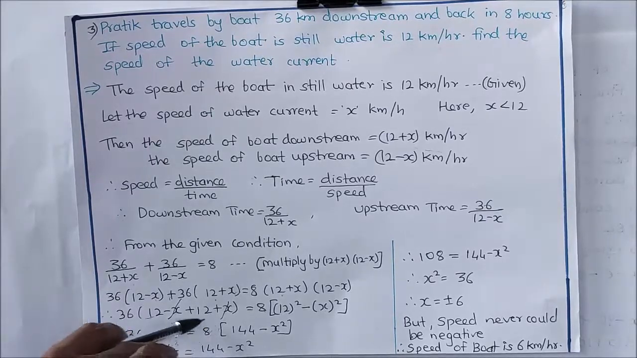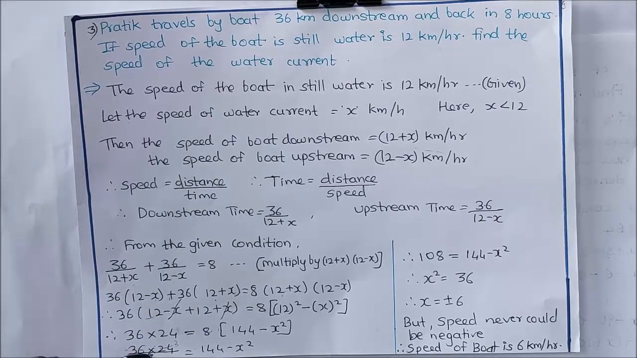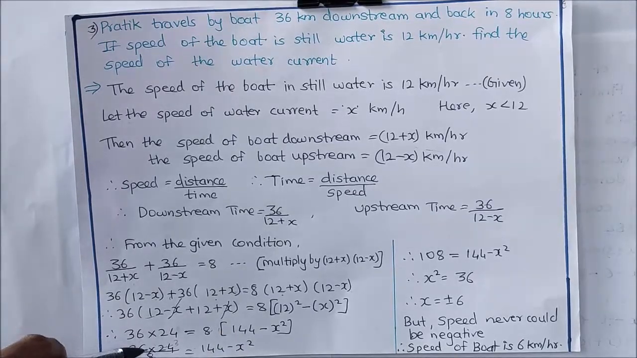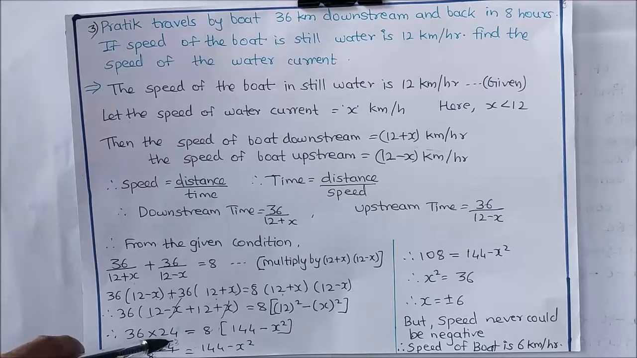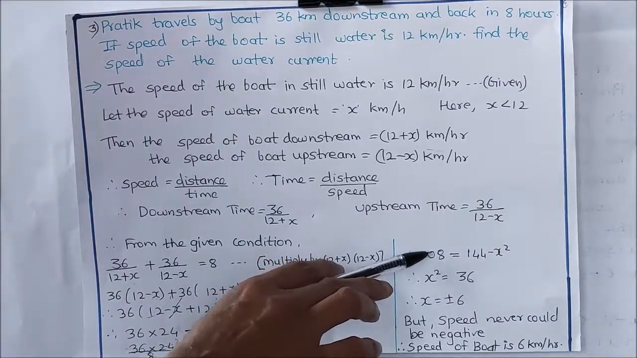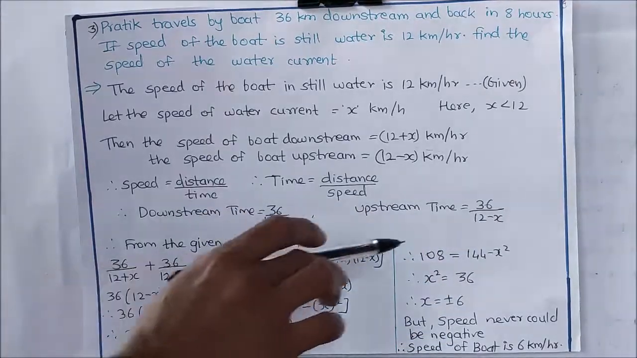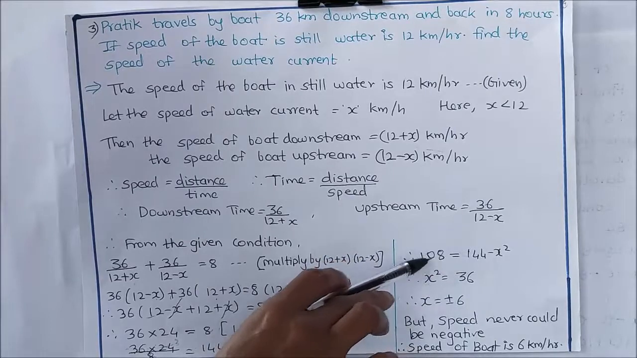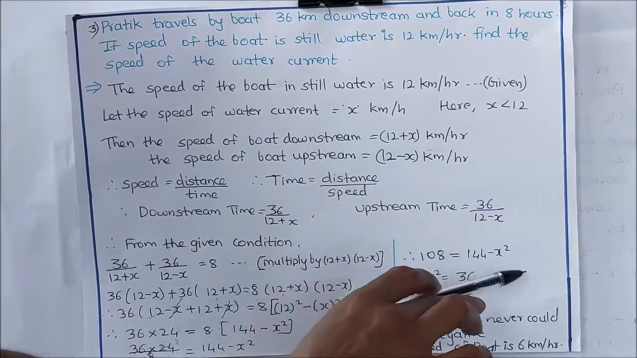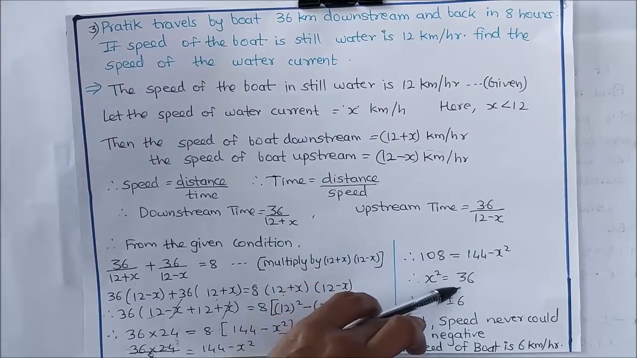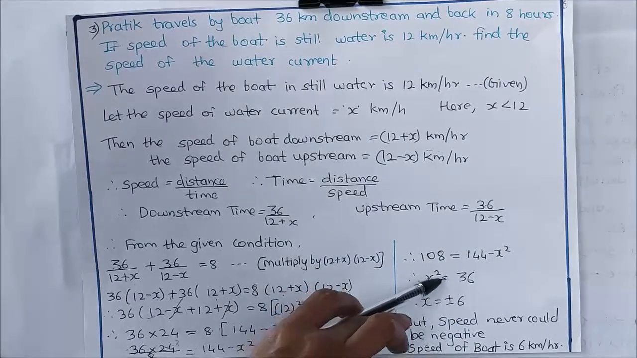This is multiplied by 8. When it comes to left hand side, it becomes division. Upon 8 equals to 144 minus x square. Now 36 into 24 upon 8. 8 ones are 8, 8 threes are 24. So simply we will get 36 into 3, that is 108 equals to 144 minus x square. Therefore x square equals to 144 minus 108. When it shifts to the right hand side, it becomes minus 108. So 144 minus 108 is 36. Therefore x square value is 36.